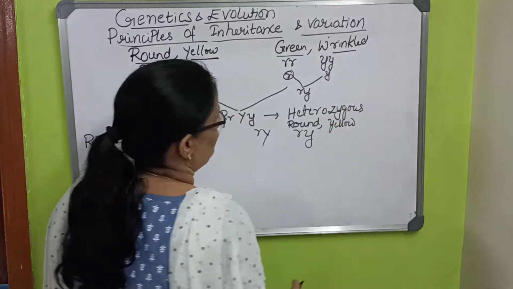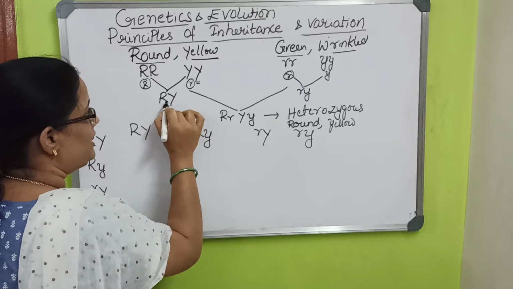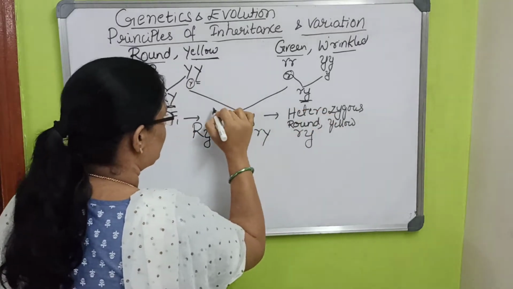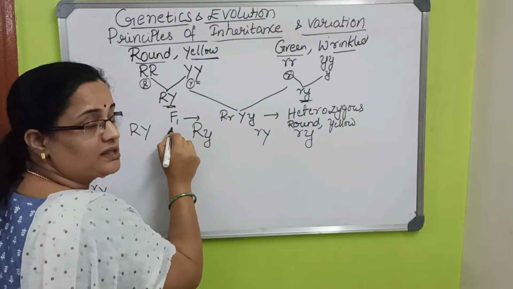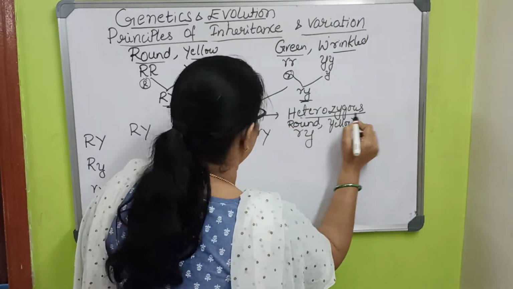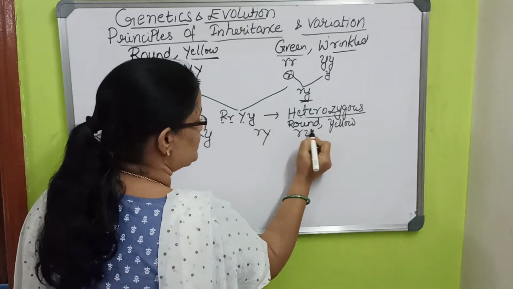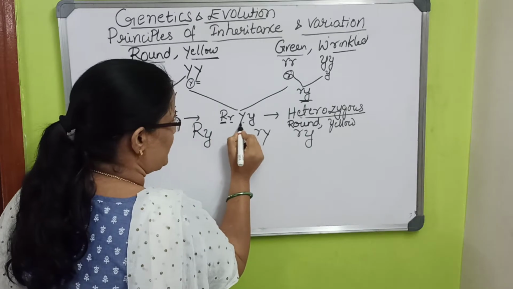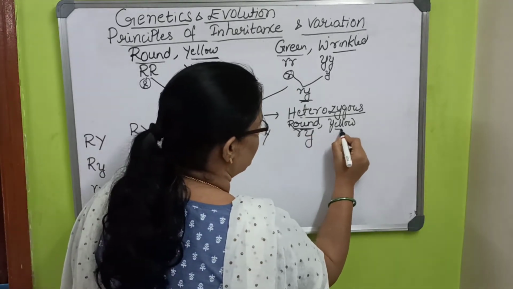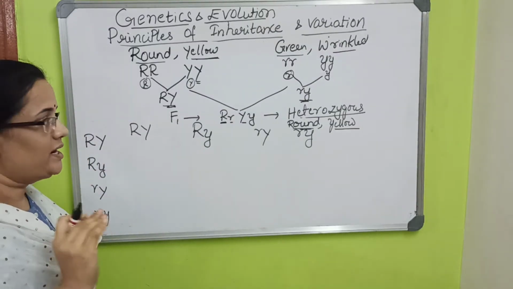And wrinkled I have drawn as small y's. So when the gametes separate, they come as capital R and capital Y, and small r and small y. The cross done by these gives the F1 generation, which is heterozygous, with one capital and one small. The dominant character is capital R, and the P seeds which came here are round and yellow.